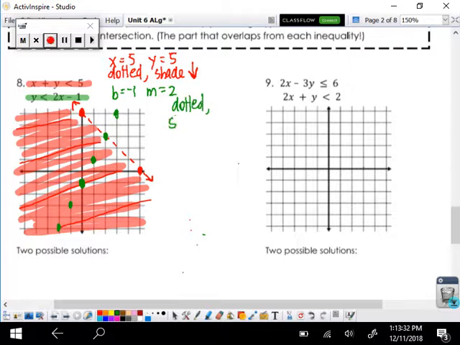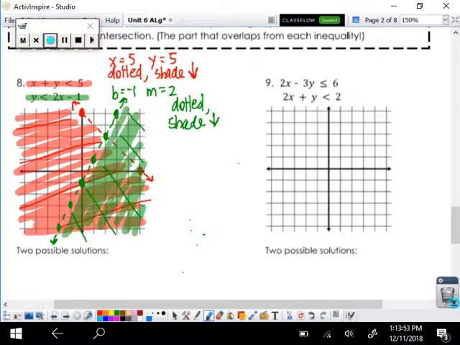And then are we shading above or below? This is y is less than, so again, less than is below. So we're going to dot this and then shade below. So there, or let's say I did use the highlighter here. Okay, the catch here is that our only answer is where the shadings overlap.